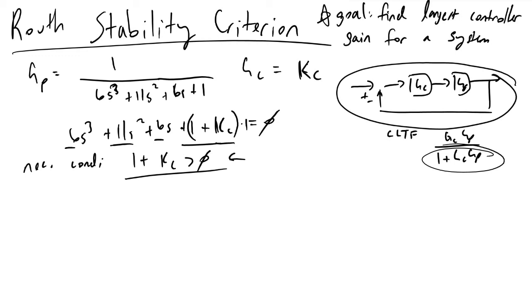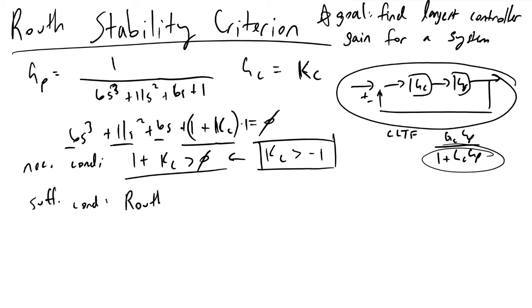We've already derived the necessary condition: Kc must be greater than minus 1. And so we already have half the battle done, but there's a lot more work to be done. The next thing to do is look at the sufficient condition, and the sufficient condition involves the Routh array. And the Routh array looks like this.